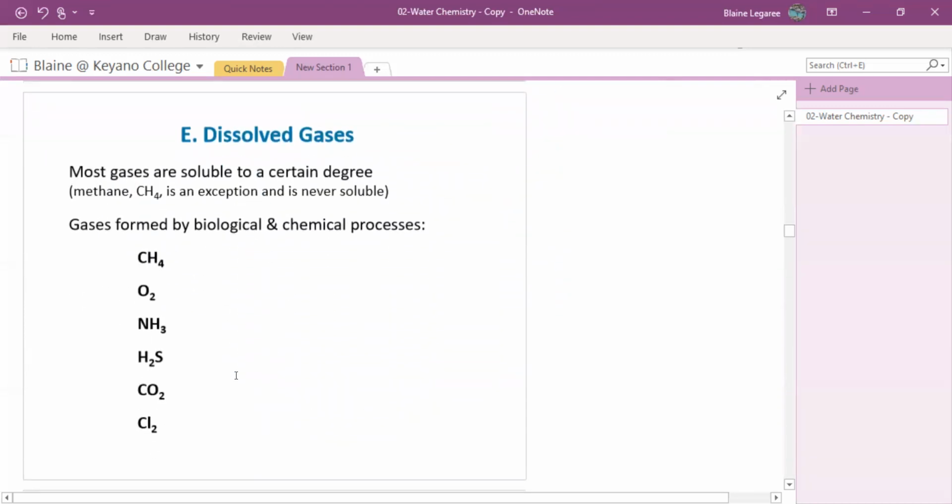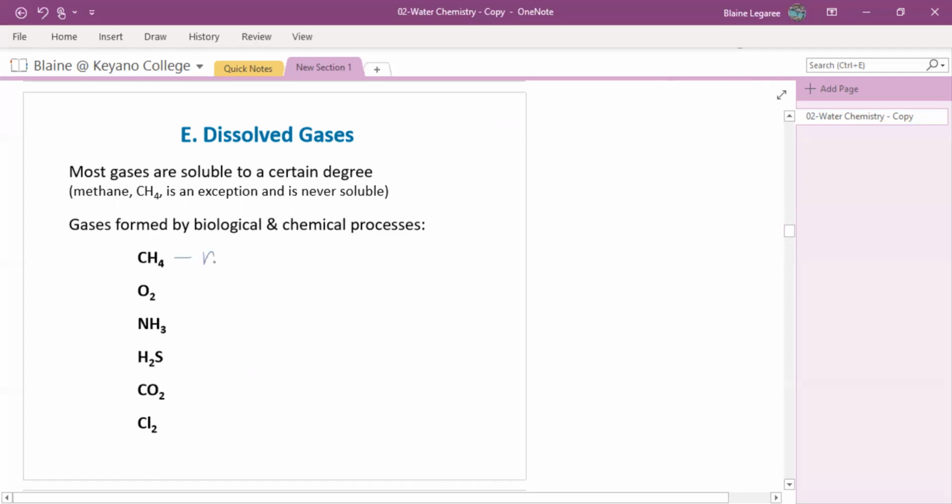So let's switch gears for a few minutes and let's talk about other things that can be dissolved into water. So ions are obviously very important. Some of them are reactive, some of them are causing alkalinity or hardness and those kind of things. But there are quite a number of other things that we can be concerned about that are dissolved in water. So let's take a look at some of these gases.